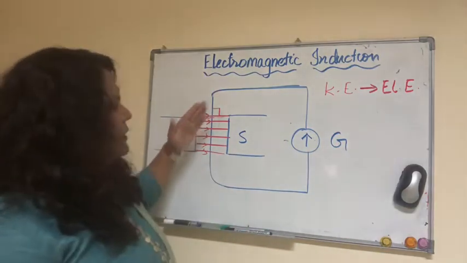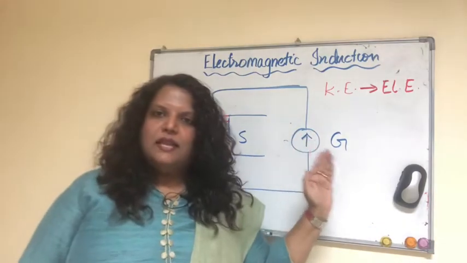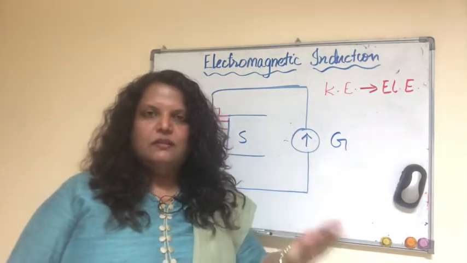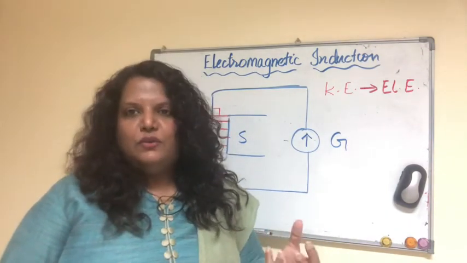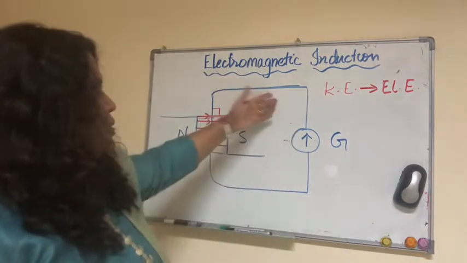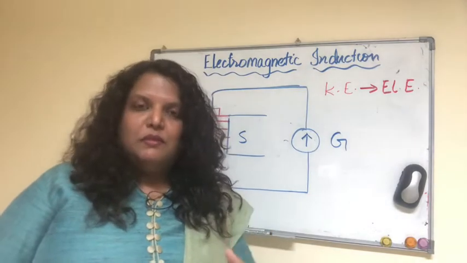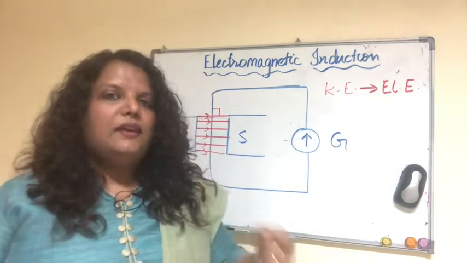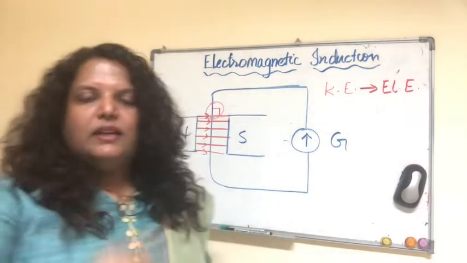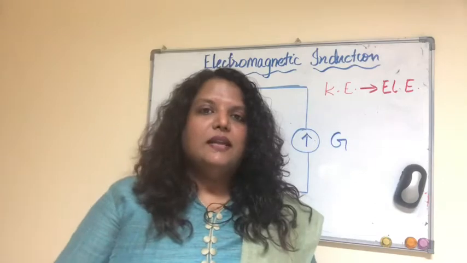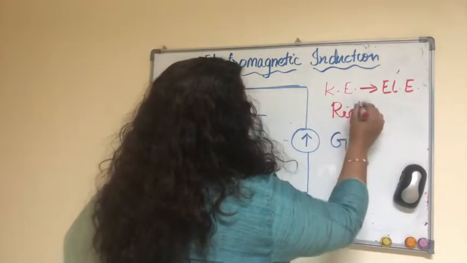But if I move the wire at an angle, you will not find the same amount of deflection, which means the same amount of current will not be induced or flowing in this wire. So what's the main factor? You have to remember that the maximum current would flow only if the conductor and the magnetic field are at right angles to each other. That's the key term here. It should be at right angles.